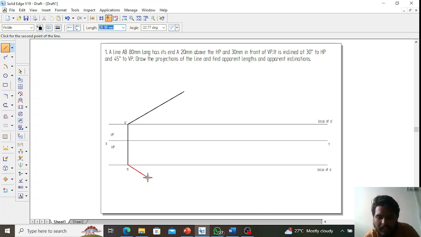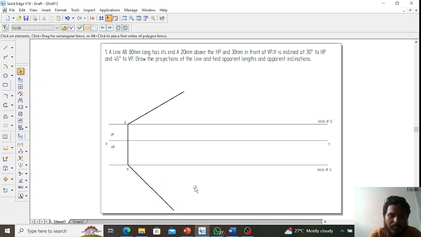Now I will write 80, and at angle I will give minus 45. Why minus 45? Because it is in fourth quadrant, right? This line is in fourth quadrant. This is first quadrant, this is second quadrant, this is third quadrant, and this is fourth quadrant. So as the line is in fourth quadrant, I will give angle as minus 45. Okay.